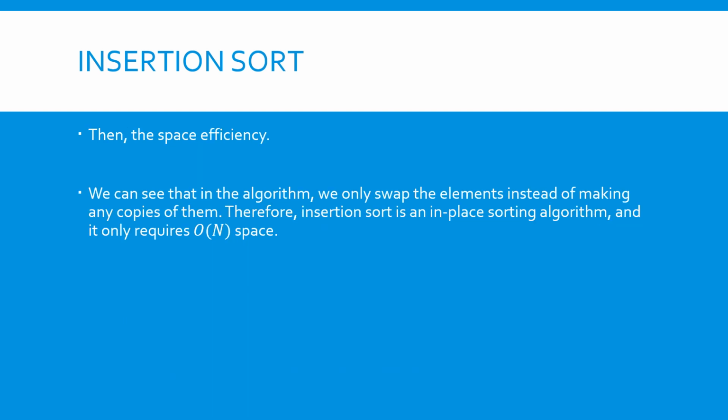Finally, let's look at the algorithm's space efficiency. Note that in the pseudocode, we only swap elements and do not copy any elements to new spaces. Therefore, it is easy to conclude that the algorithm only needs O(n) space to run. And it is further an in-place sorting algorithm that does not need additional space other than those holding the inputs.